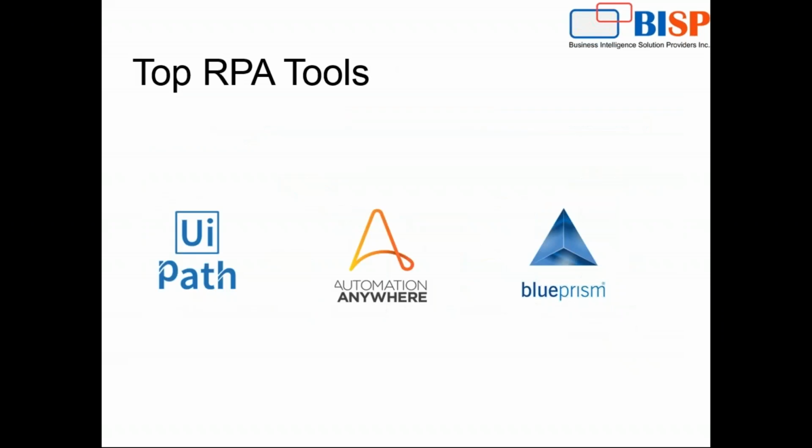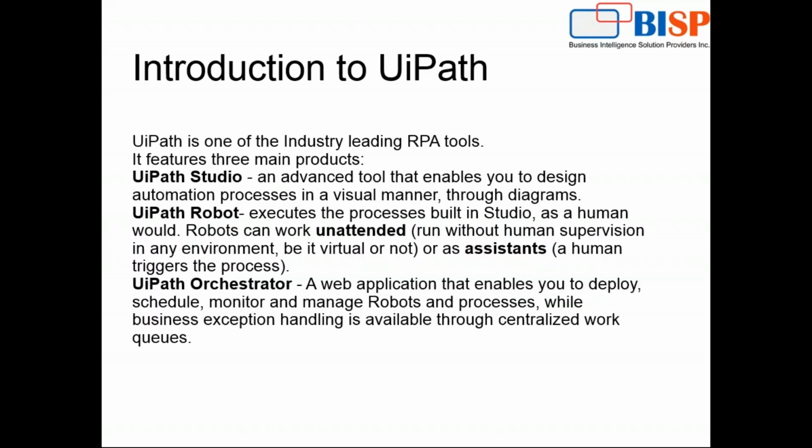So when we talk about RPA, RPA is basically a cloud, not literally a cloud. It has multiple tools. There are multiple tool providers which help us in creating software bots which will aid us in robotic process automation. The top three tools currently in the market are UiPath, Automation Anywhere, and Blue Prism. Among these top three tools, what we are going to learn in this training is UiPath.